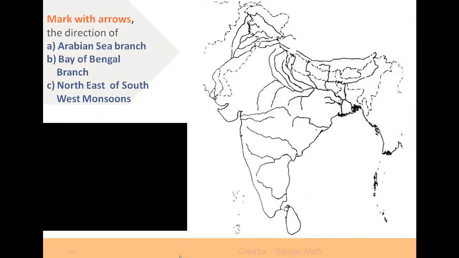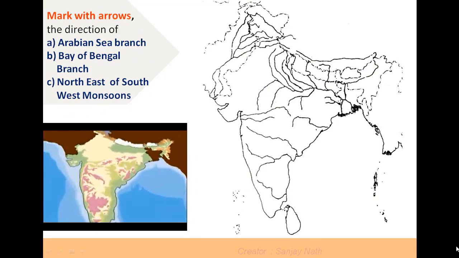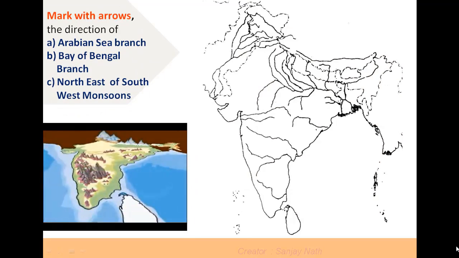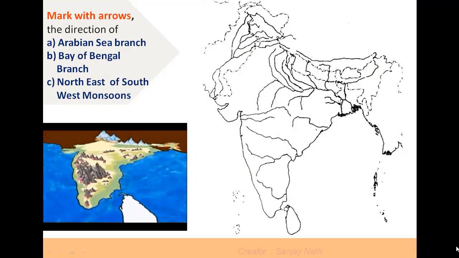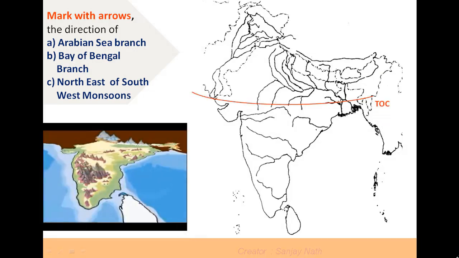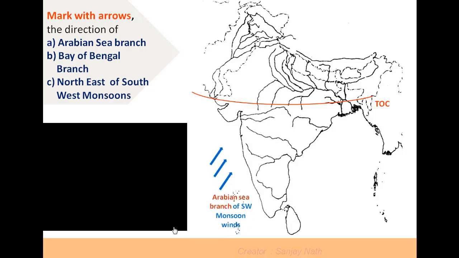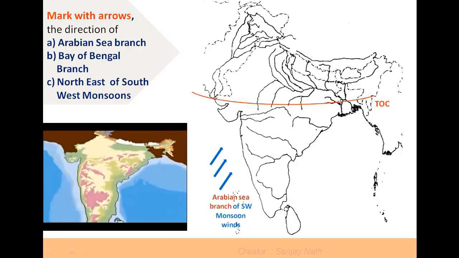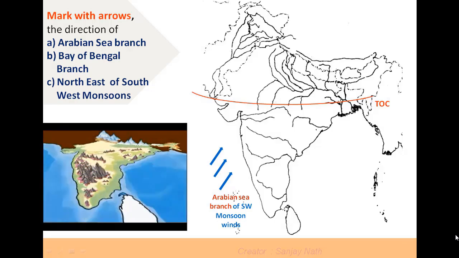Now we'll mark with an arrow the direction of the following: Arabian Sea branch, Bay of Bengal branch and northeast monsoon. Southwest monsoon winds originate from the Indian Ocean and start blowing towards the Tropic of Cancer in the months of June till September. Due to strong low pressure over central India, the direction of the southwest monsoon winds is just opposite of the permanent wind in the equatorial region.